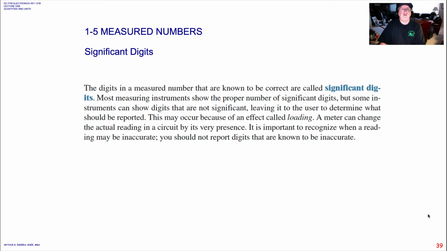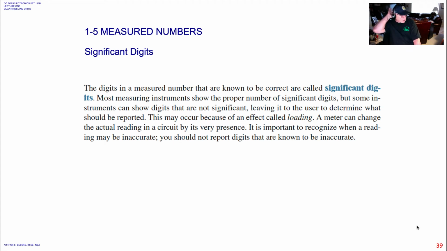Most measuring instruments show the proper number of significant digits, but some instruments can show digits that are not significant, leaving it to the user to determine what should be reported. This may occur because of the effect of something called loading. A meter can change the actual reading in a circuit by its very presence. It's important to recognize when a reading may be inaccurate. You should not report digits that are known to be inaccurate.